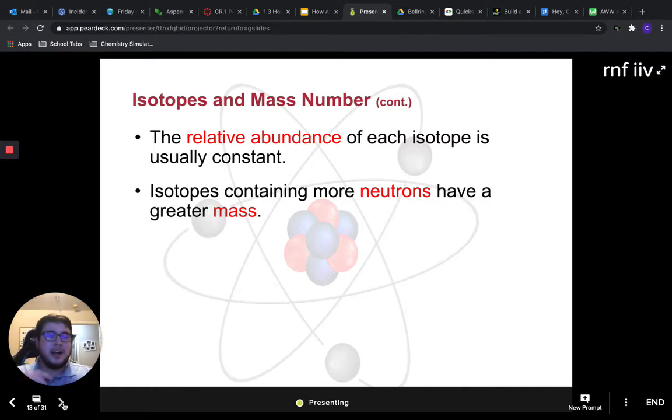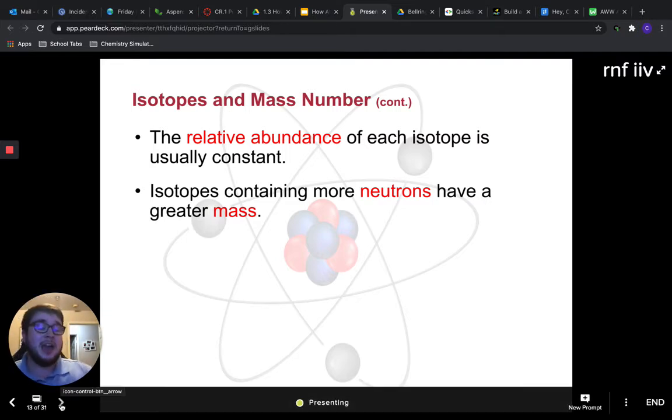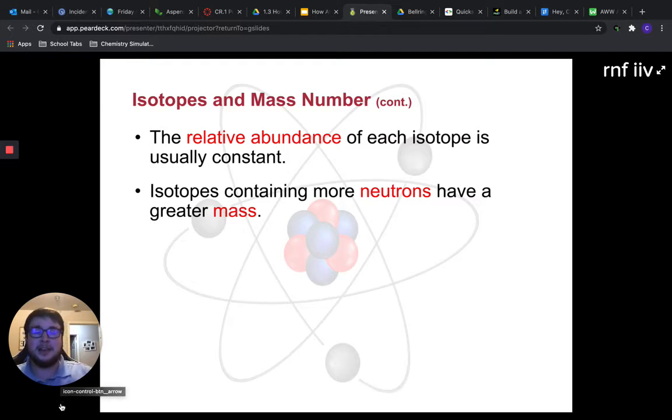All right, so isotopes containing more neutrons have a greater mass. That makes sense because, remember, all of our mass is contained within the nucleus. So if I add more things to the nucleus, I add more mass. The more neutrons you have, the greater mass you have. And that's true for protons too. Atoms with more protons will also have, generally speaking, a higher mass. Okay?